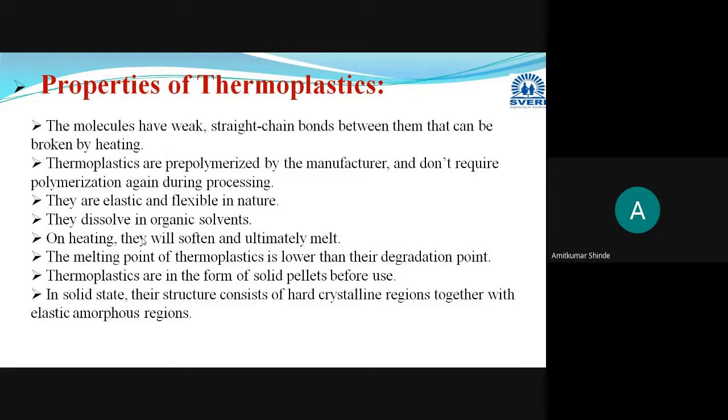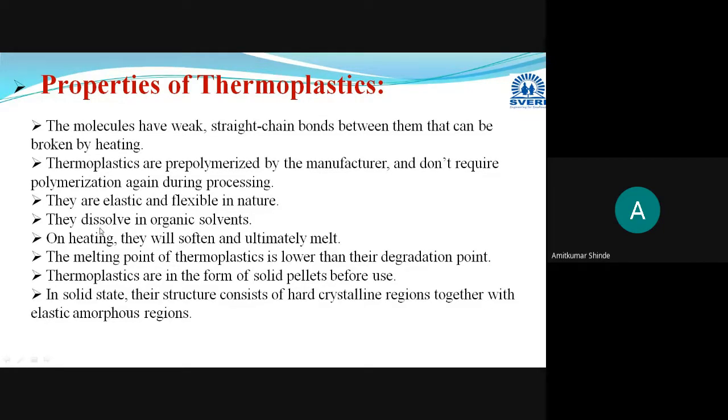The next property: thermoplastics are polymerized by the manufacturers and don't require polymerization again during processing. Before manufacturing, the polymerization process is already completed. Then these are elastic and flexible in nature. Already I have discussed this with reference to the structure, that they are weak in nature, and they will be soft, weak and soft. That's why they will have an elastic and flexible nature.